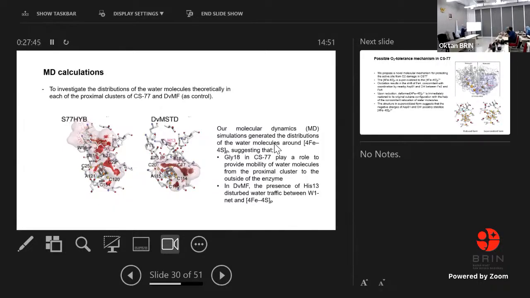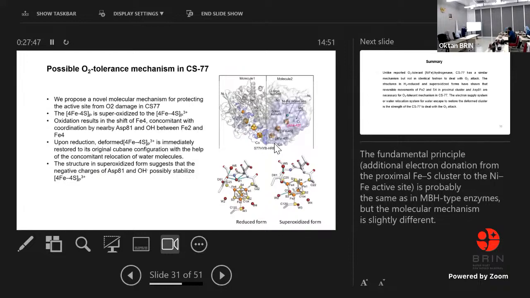Okay, the next slide. After we got all the results from the data analysis, ab initio calculations, and molecular dynamics simulations, we propose that these S77s have a novel molecular mechanism for protecting the active site from oxygen damage.